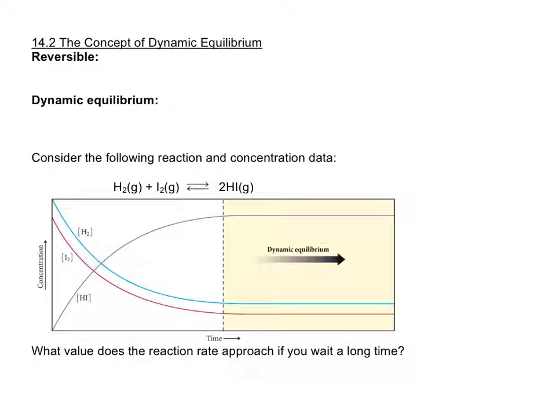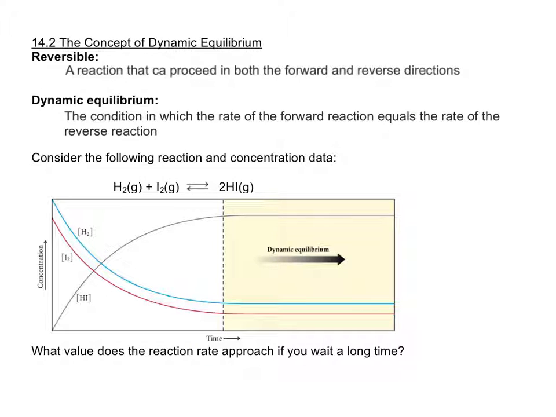So a reversible reaction is one that can proceed in both the forward direction and the reverse direction, which is what it sounds like. And dynamic equilibrium, which again is also review, is a condition in which the rate of the forward reaction equals the rate of the reverse reaction.